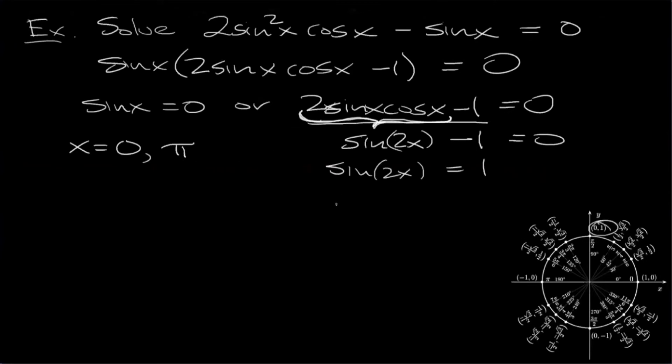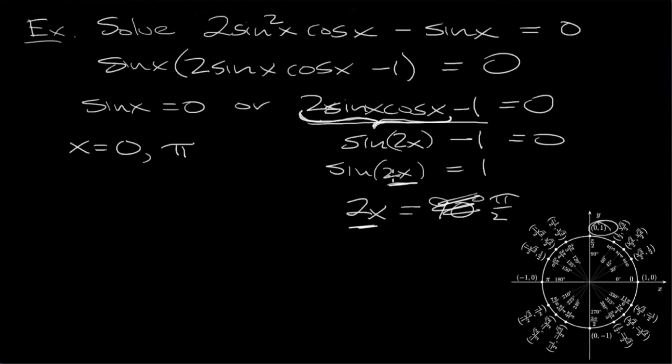And so I know that 2x, the angle, has to equal 90 degrees. Or since I did radians over here, I should be consistent. So pi over 2. And then to find out what x is, so notice I just treated this as like an angle and said, what angle causes sine to be equal to 1? Well, the angle is pi over 2.